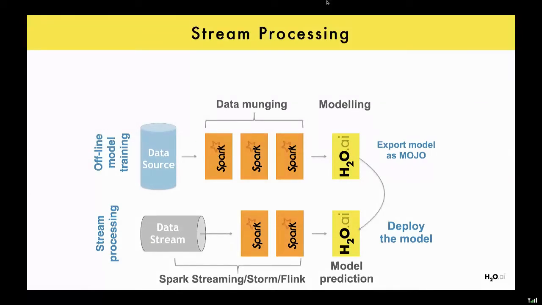So let's say you want to predict some online events when a user clicks on something. What will happen? What will be the outcome? That's your online stream processing pipeline, and you can do the same. You transform the data using Spark, and then you pass the data to the mojo, which will do the scoring and give you the result.